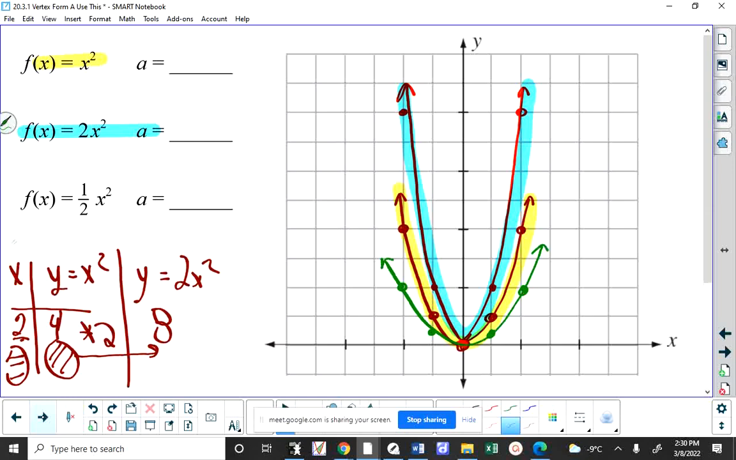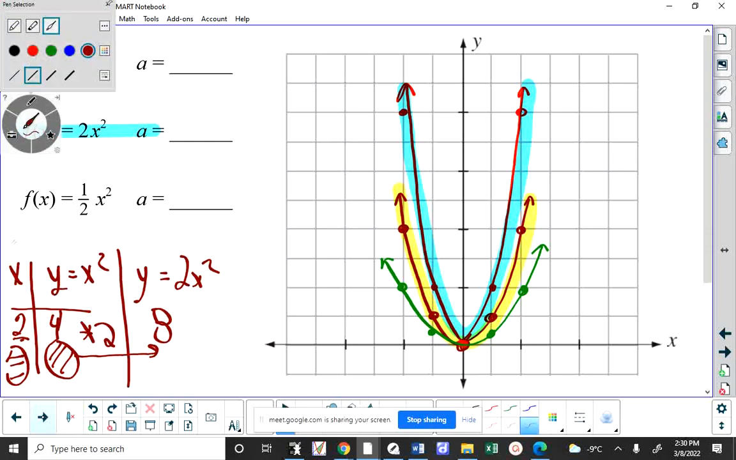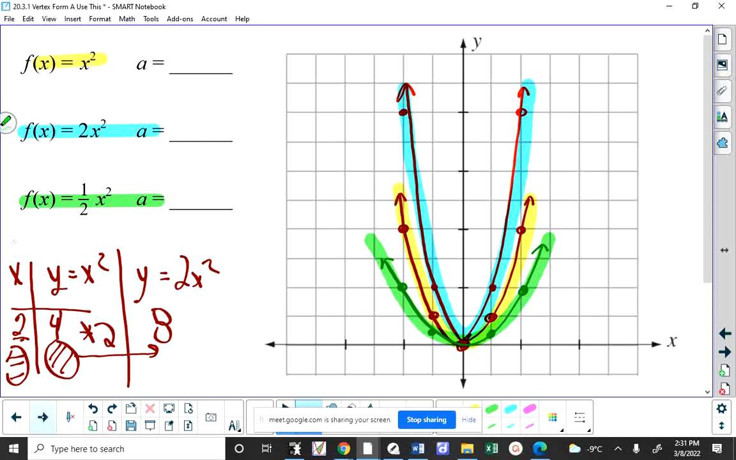And again, this graph that we're looking at, everybody, this lesson is not about you being able to graph these. It's about you understanding that when A is 2, it gets twice as tall. When A is a half, it gets half as tall. And if it gets half as tall, it's shorter and it will appear wider. And if it gets twice as tall, it will be taller and it will get wider.